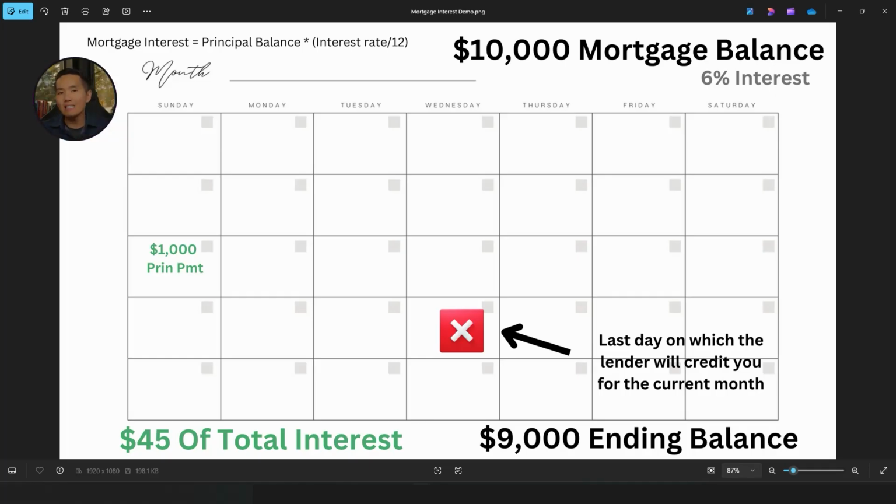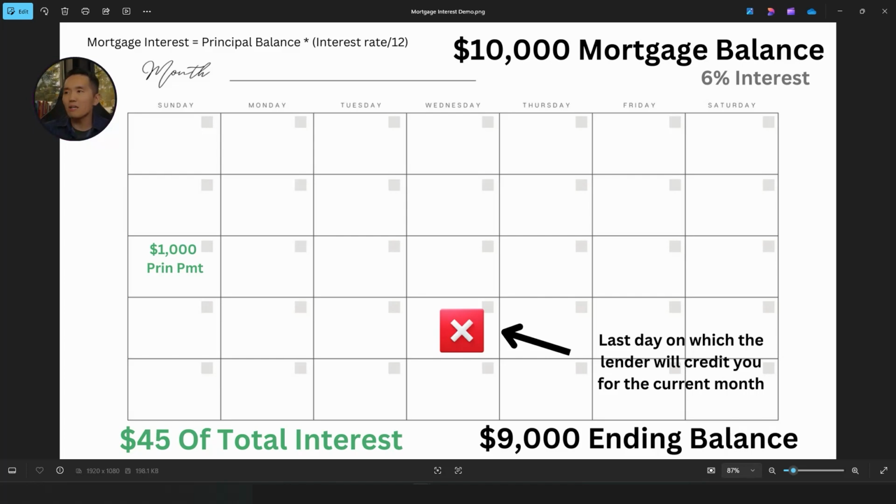We take the ending or unpaid principal balance times interest rate divided by 12. So we would typically take the interest rate divided by 12, which gives us our monthly rate first, and then multiply that to the ending or remaining principal balance on our mortgage.